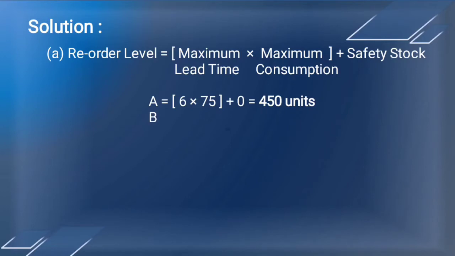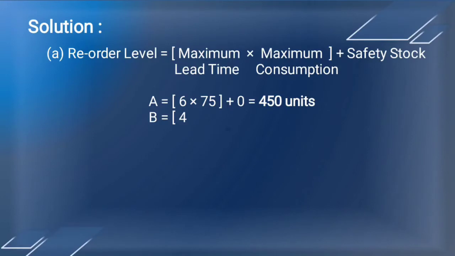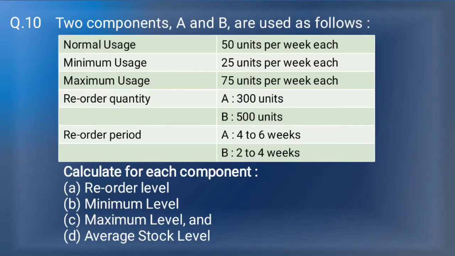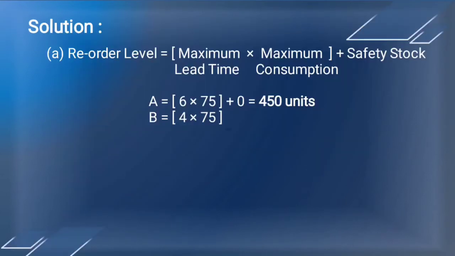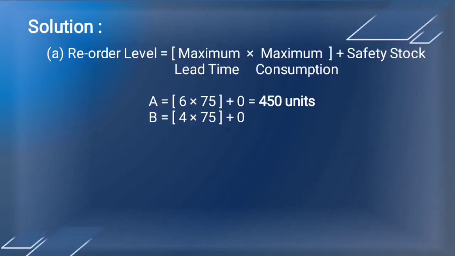For component B, which is equal to maximum lead time, which is 4 weeks. So we'll record 4 into maximum consumption, which is 75 units per week each, plus safety stock, which is not given in the question. So we'll record 0, which will be equal to 300 units. So the reorder level for component B is 300 units.